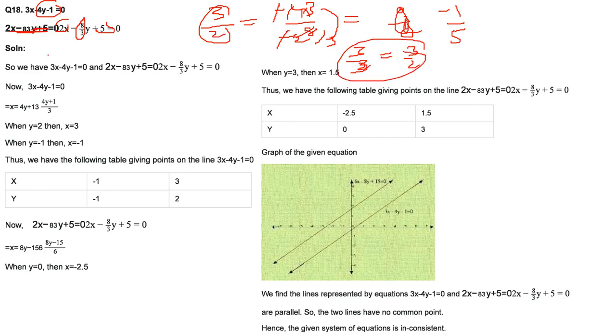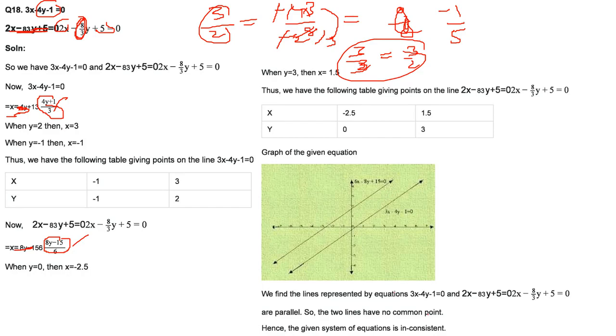Now the only difference in this question is you have a p by q form here, and it doesn't matter because x has to be put like 4y plus 1 by 3. Here x can be put as 8y minus 15 by 6, and just put the y value, find x. You will find two lines which are exactly parallel. So this system of equations, both these are not going to give you a solution.